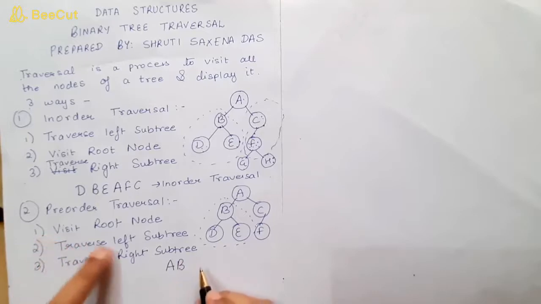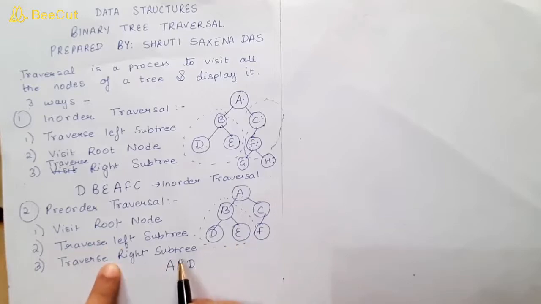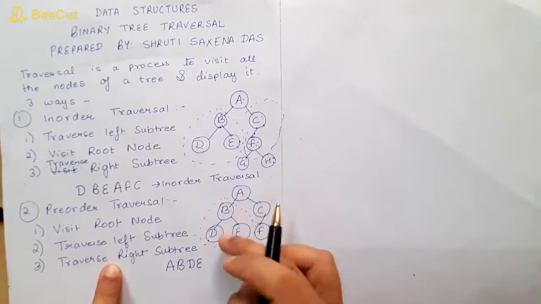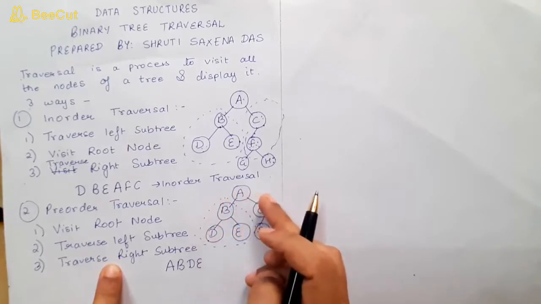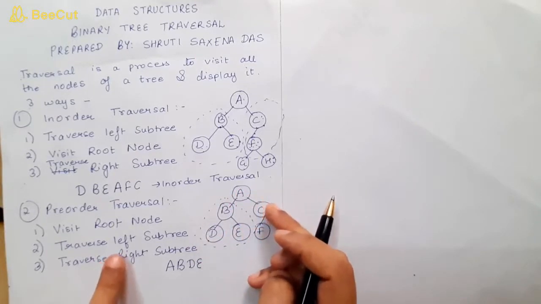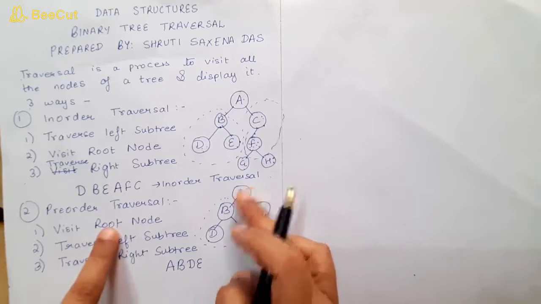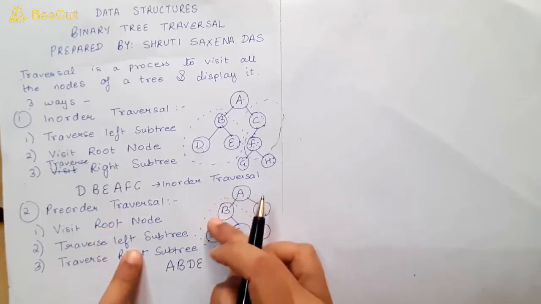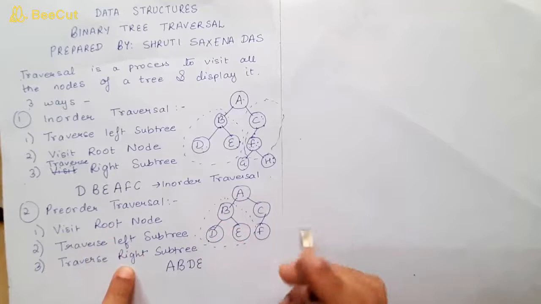Then you have to visit left. Left of B is D, and the next step is traverse right subtree. In the right you are having E, so E will come. Okay, now this is finished. Again control will go to the previous node. Root we have already visited, left subtree we have already visited. Now the third step says traverse right subtree.